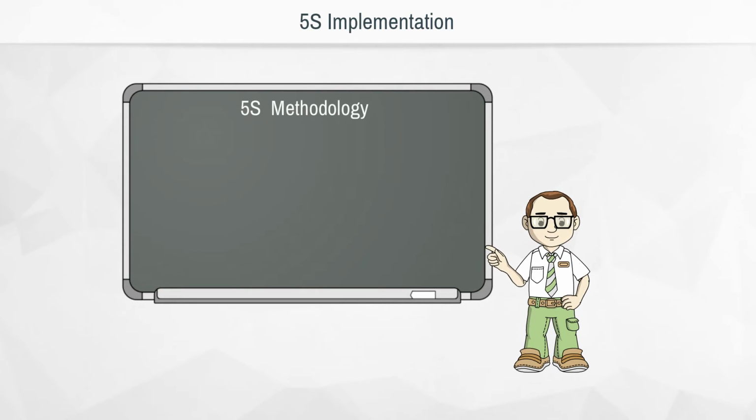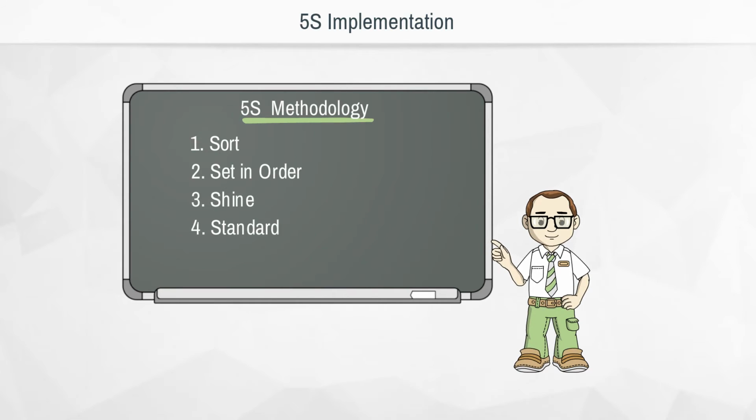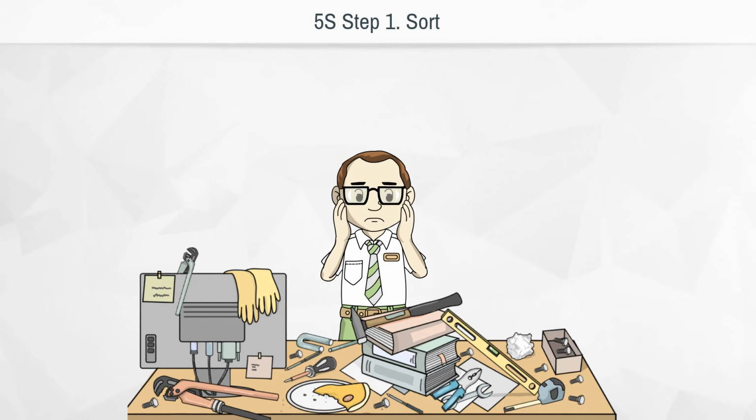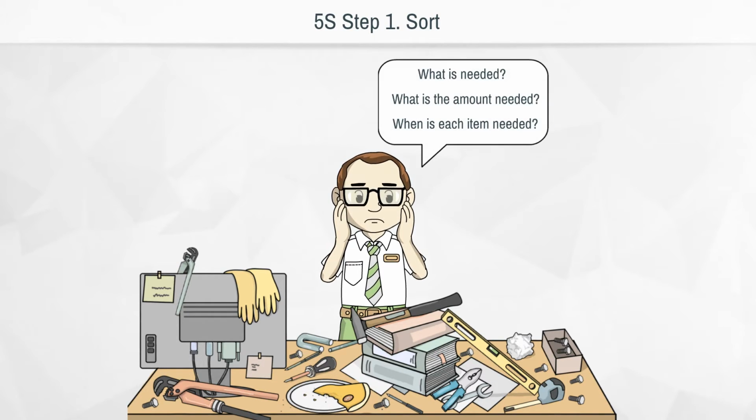Earlier, we said that the 5S methodology consists of 5 simple consecutive steps, which are sort, set in order, shine, standardize, sustain. The first step of 5S is about eliminating unnecessary items in the workplace. It is the series of steps which keep only what is needed, the amount needed, and when it is needed.